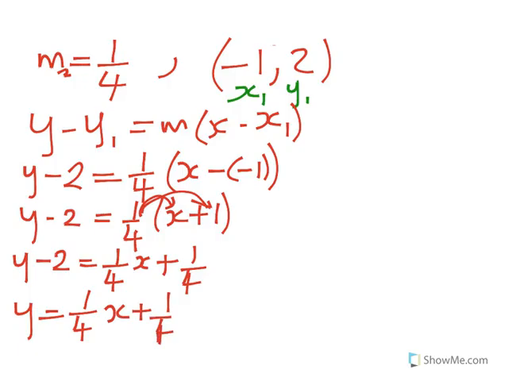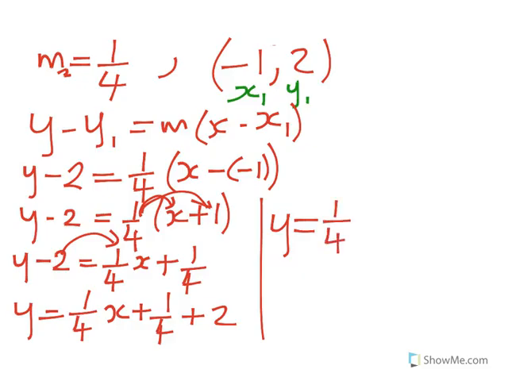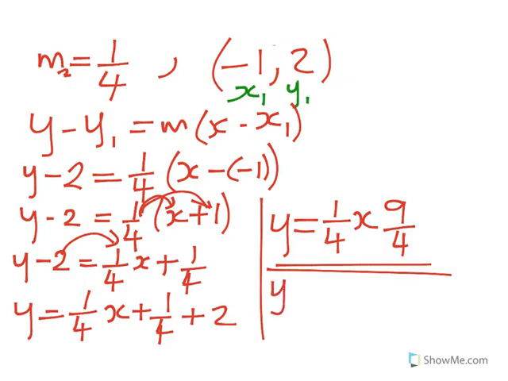Now when negative 2 jumps to this side, it will change the sign to become plus 2. So what are you going to have in the final equation? y is equal to 1 over 4x plus 9 over 4. Then that becomes the equation of a straight line. Remember, this one is in the form y is equal to mx plus c. What is your c? It's 9 over 4. What is your x? There. What is your m? There. And what is your y? Is that. So this is how you approach it.